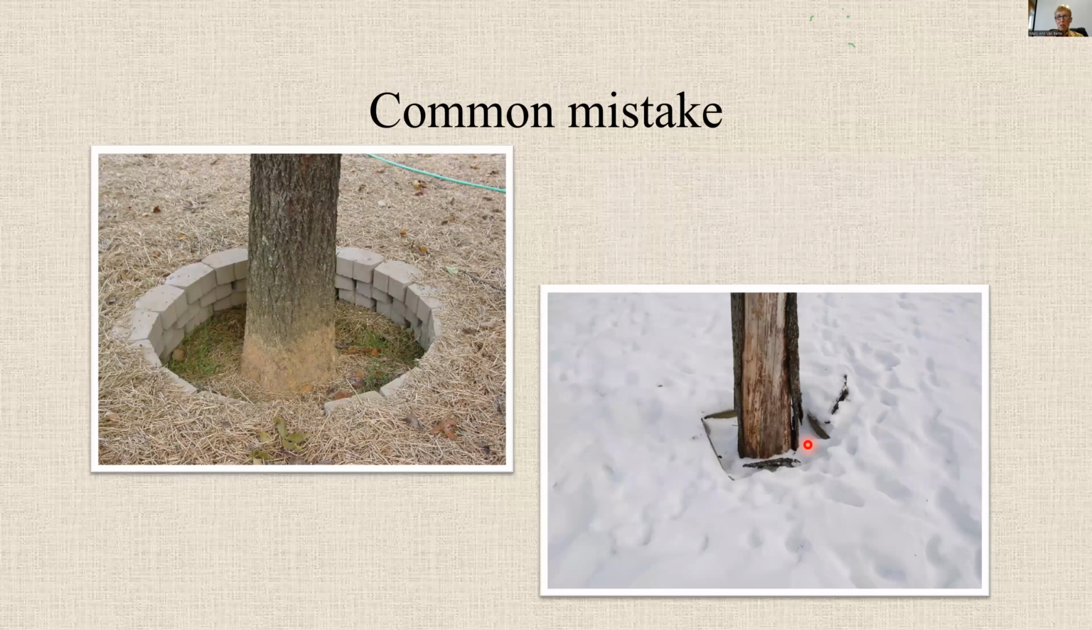And this is a common mistake. We all think that, oh, I'll build a tree well around that tree and that'll save it. But you can see from the depth of this tree well that it's well over the 2 centimeters. So all the roots that go way out beyond this tree, their oxygen supply has been cut off, not to mention their moisture and nutrients, because it's got to wash down through all that soil.